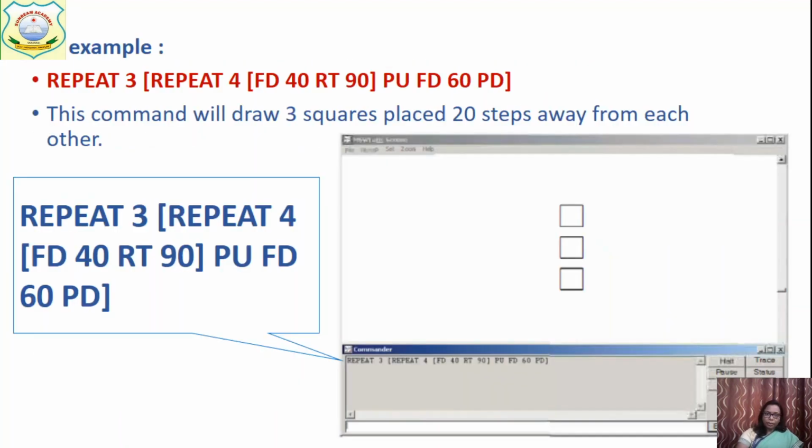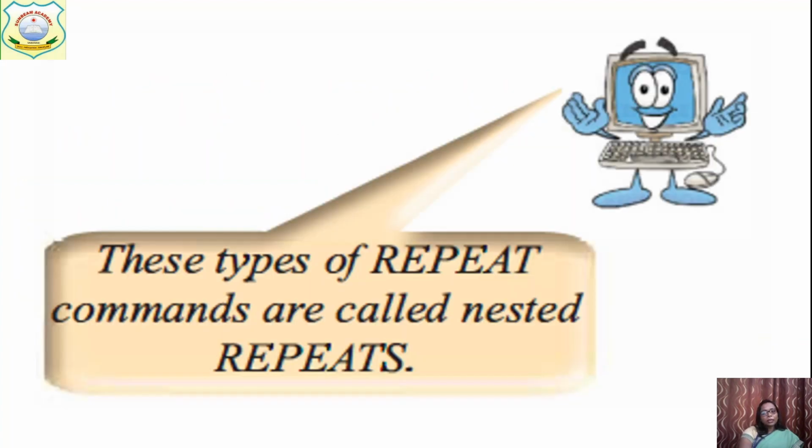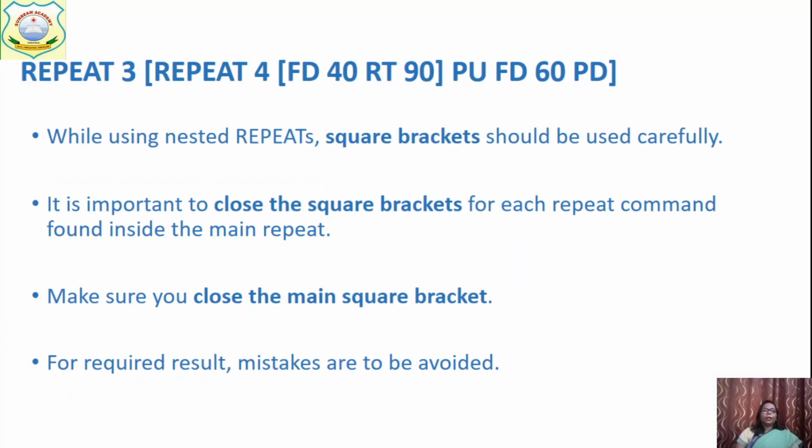Here, this is the starting square bracket and this is the closing one. This is the starting one and this is the closing one. So you have to be careful while putting these brackets. The number of closing square brackets and the number of opening square brackets should be the same. Now for the required result, mistakes are to be avoided. Be careful.